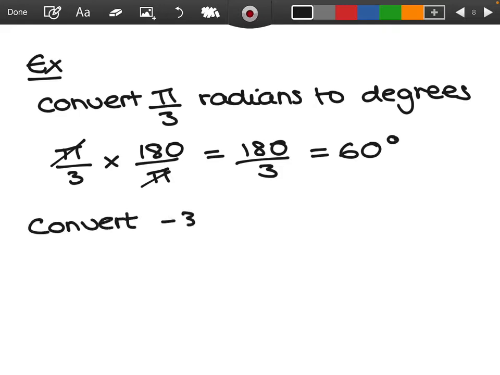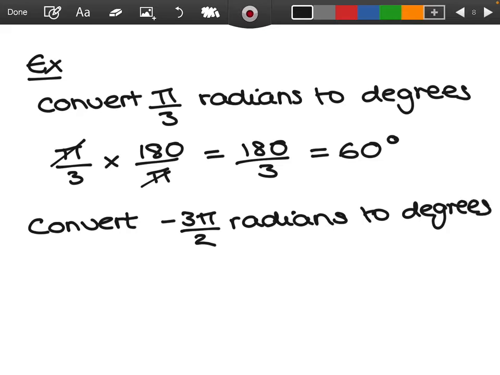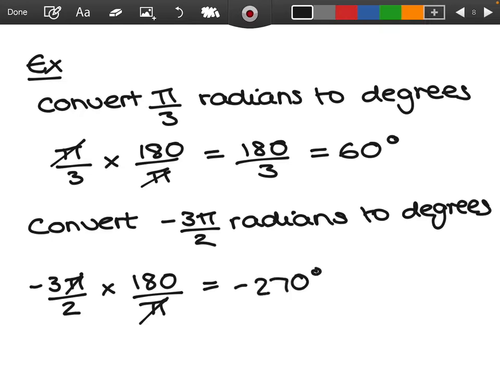And we'll do a negative angle as well. So we're going to convert negative 3 pi over 2 radians to degrees. So we've got negative 3 pi over 2 multiplied by 180 over pi. Pi's cancel out. That will leave us, if you then divide by 2 multiplied by the negative 3, you're left with negative 270. So hopefully that's pretty simple. You just have to work with fractions here.